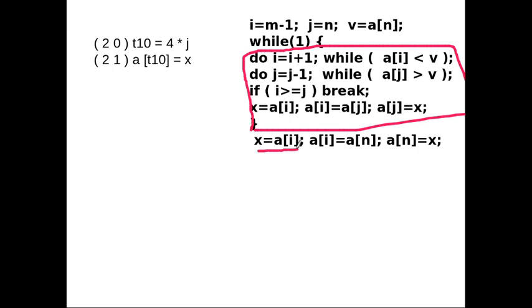Now we are writing x equal to a of i. When you are writing x equal to a of i, it is also in the same form. First find the ith index, then x equal to a of i.